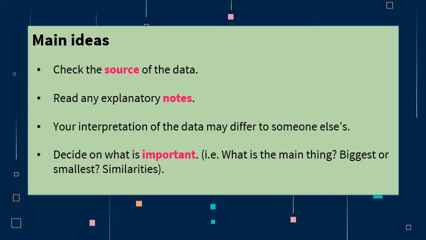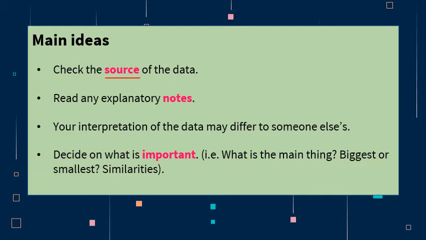Okay, so the main ideas from today's lesson, a little bit shorter, is make sure you check the source of the data. We'll look at that more on Wednesday and Thursday, but it's really important you know where your data is coming from. It tells you how reliable it is, but as we'll look at on Wednesday and Thursday, it can also tell you whether there's a bias in the data, whether it's really trying to promote a message, trying to get you to believe something or persuade you of something.